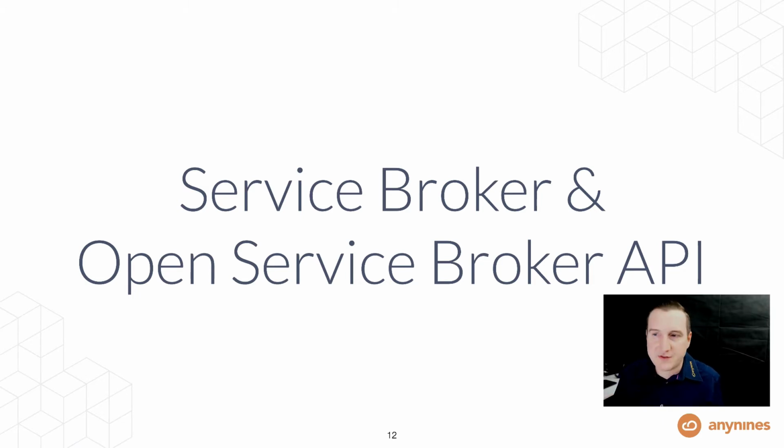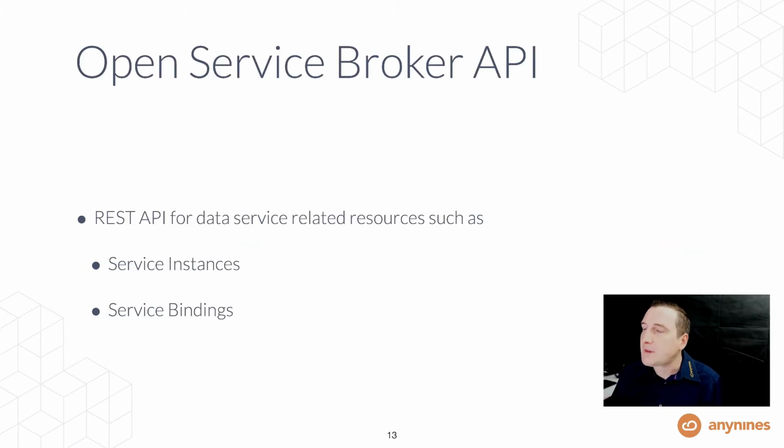So nothing has changed there. The Open Service Broker API, for those who are not familiar with it, postulates two different resources. A service instance is basically what your data service instance is going to represent.